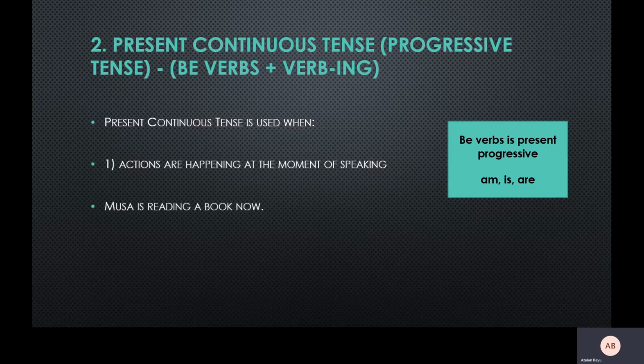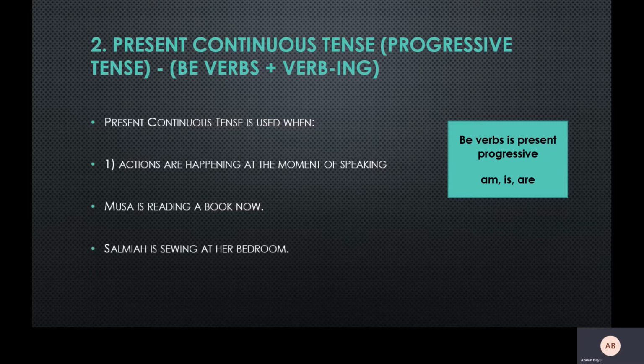For example, Musa is reading a book now. This shows that the action is happening at the moment of speaking. Sedang berlaku. Musa sedang membaca buku sekarang. If you want to translate it to English, you have to use present continuous or present progressive. First, be verb plus verb ing. The be verb here is is, and then we have read plus ing become reading. You just add ing for this form if you want to use present progressive.